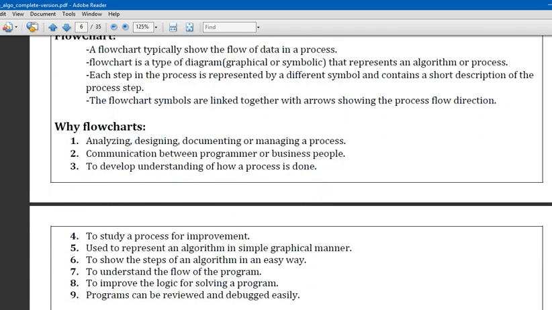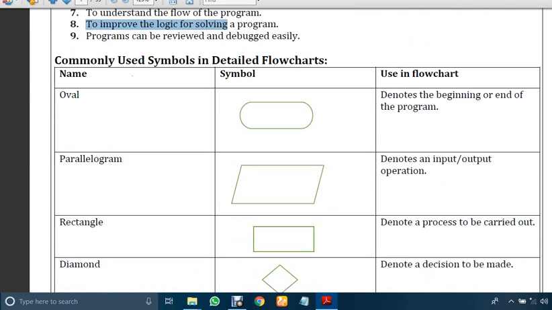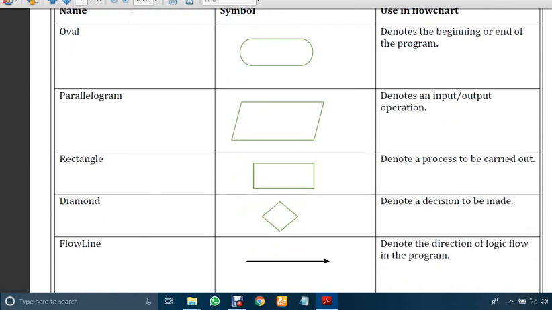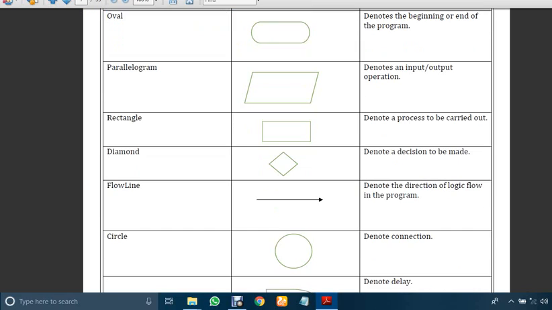Here are some points on why we use a flowchart: for analyzing, designing, and communication between programmers and business people. This flowchart is important as a graphical view for a non-technical person to develop an understanding, to study process improvement, and to show an algorithm step by step to improve logical solving. Here are some components which are used in programming flowcharts. Each of those symbols has several meanings.